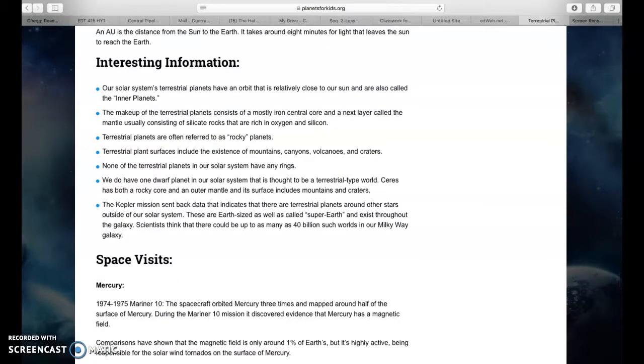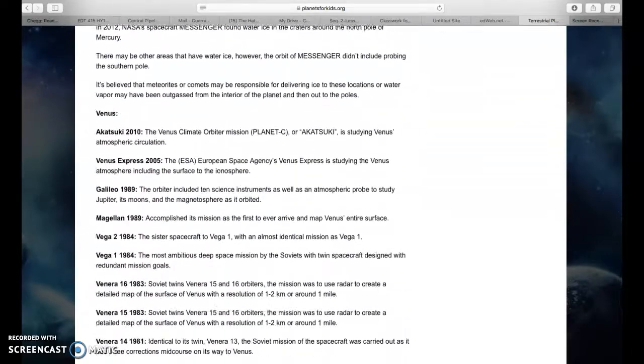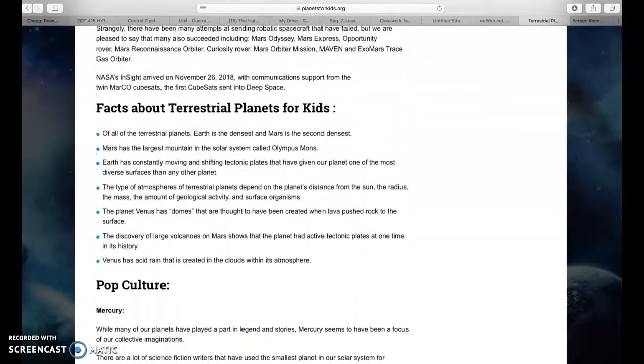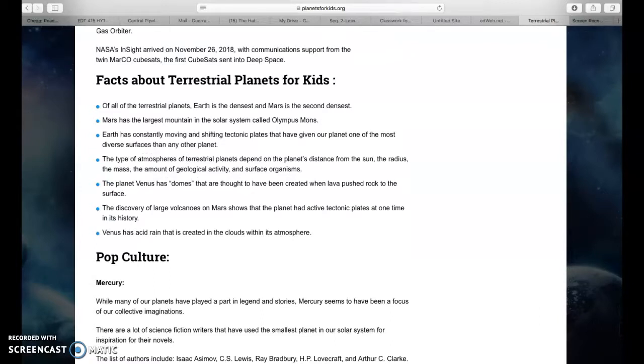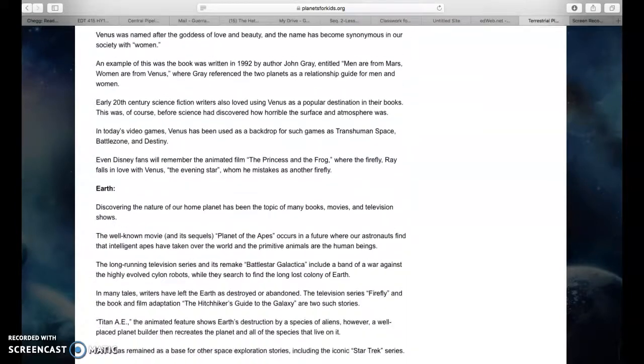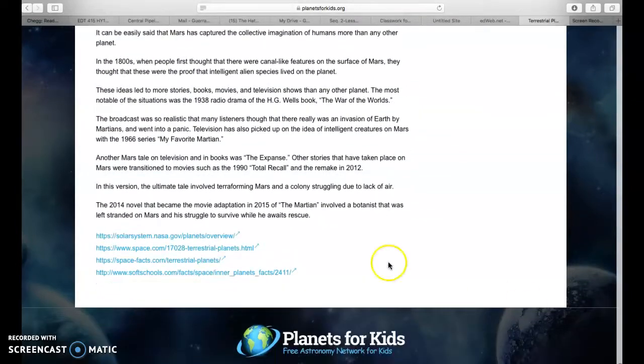It will give me interesting information, the space visits that have been recorded, facts about terrestrial planets that I could use with my students, pop culture regarding these planets, and more resources at the bottom.